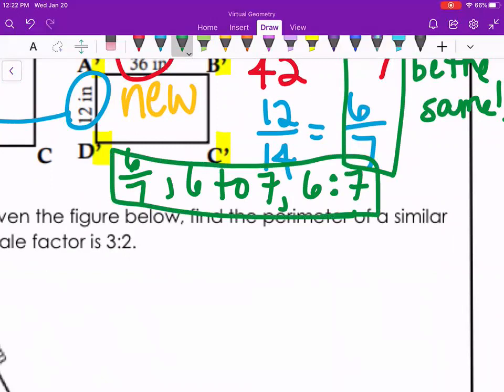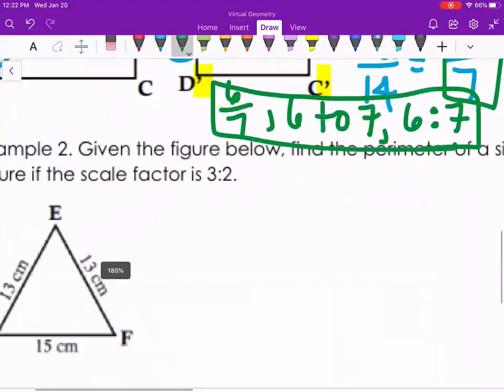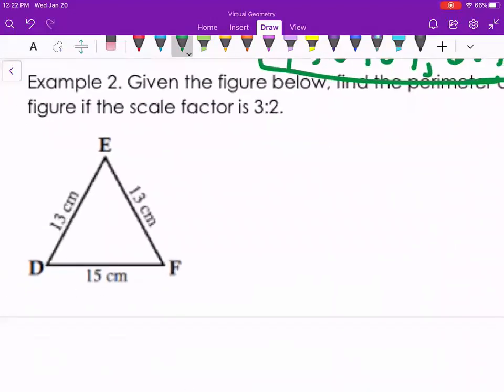Now we can use these scale factors to find our missing pieces of information, especially when I only have one shape. In example 2, we've got one triangle. Given the figure below, find the perimeter of a similar figure if the scale factor is 3 to 2. Right away, 3 to 2 means I'm looking at 3 over 2. That's the easiest way to find out if your value is bigger or smaller than 1. 3 over 2 is the same as 1.5, bigger than 1. Our figure is going to get bigger.